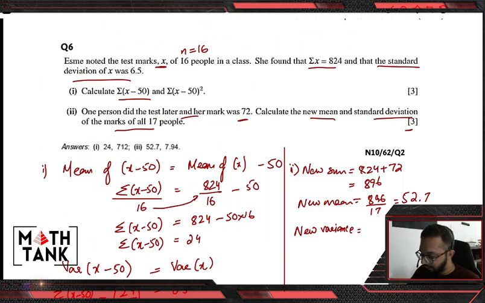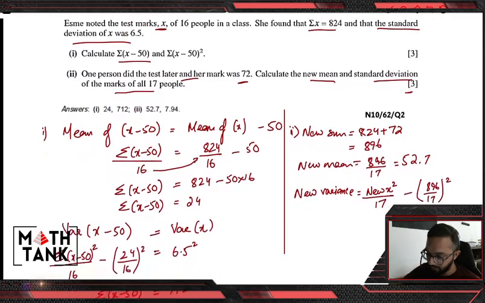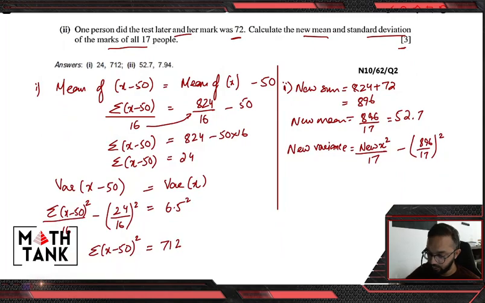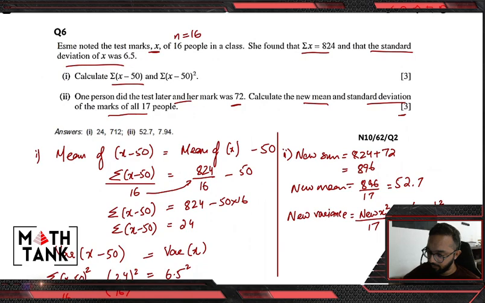For the new variance, I need the new sum of x squared divided by 17, minus the new mean, so 896 divided by 17, whole squared. Now the problem is that I don't know the new sum of x squared, and I don't honestly also know the original sum of x squared. So what am I going to do? There are two ways of actually doing this. I could use this idea, but that's more complicated. So what I'm going to do is a little bit of calculation to work out backwards what the original sum of x squared was.